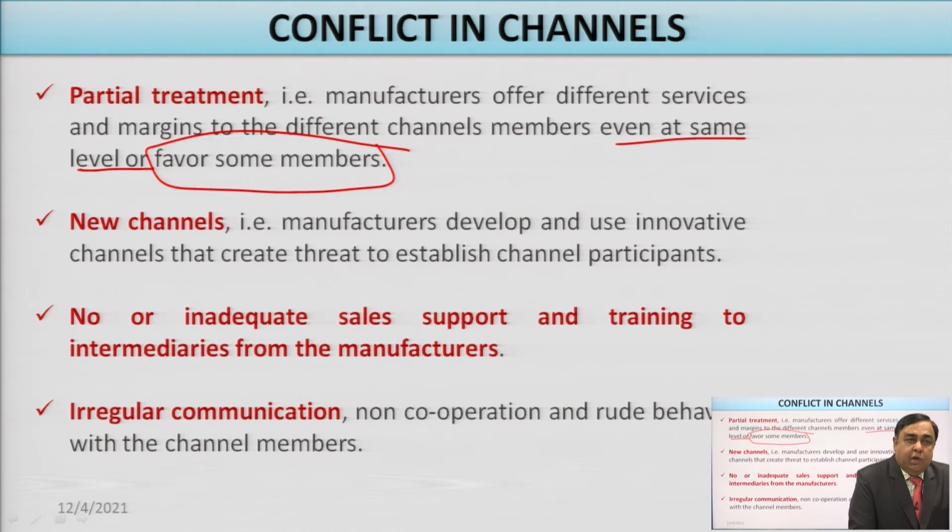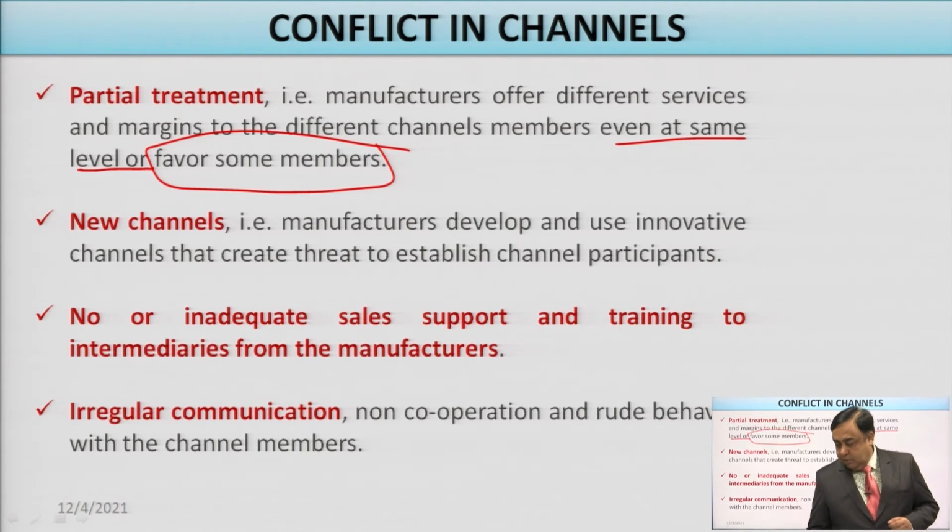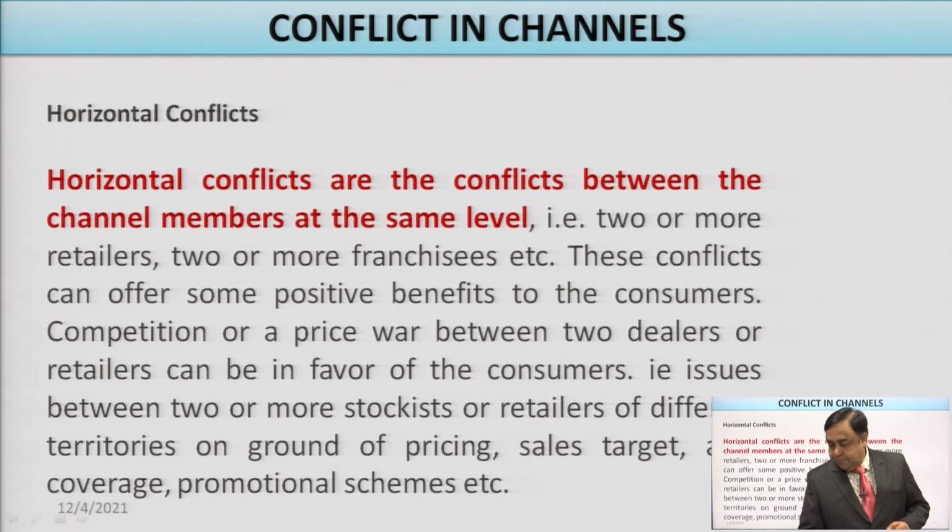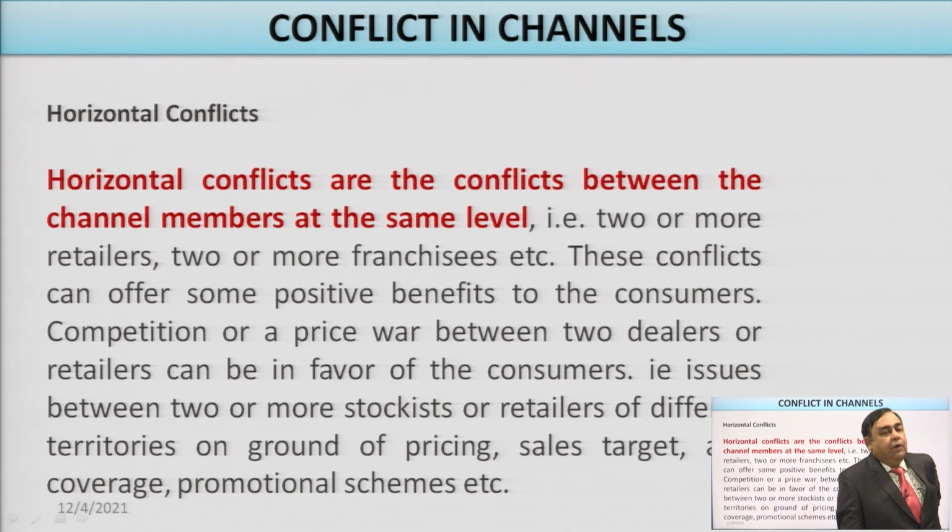Next is irregular communication. Irregular communication or non-cooperation or rude behavior with any of the channel members immediately results in the creation of a dispute and development of a conflict between any two members of the channel. This is what we have studied as vertical conflict, that is, difference between two levels. Next we are calling horizontal conflict.